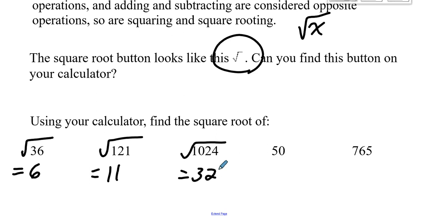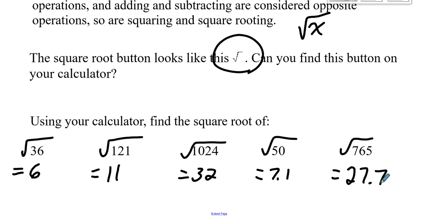When we find the square root of a number like this one that isn't a whole number answer, so we get 7.07 and so on, we'll round to the nearest tenth unless it says otherwise. These are not perfect squares then. So 50 would not be a perfect square. And in fact, we actually would call these numbers, there's a special name, irrational numbers. And this last one we round to 27.7.